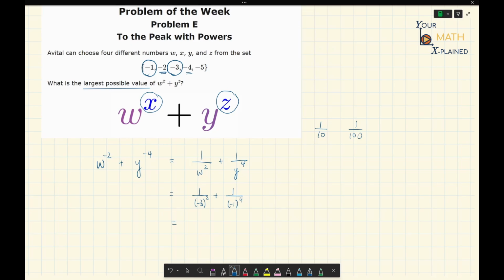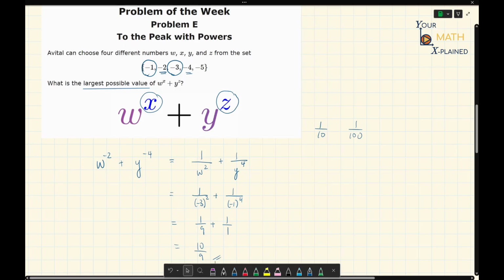And what we get here is 1 over 9 plus 1 over 1. So the overall result creates 10 over 9. That is the largest possible value. And that wraps up this week's problems.